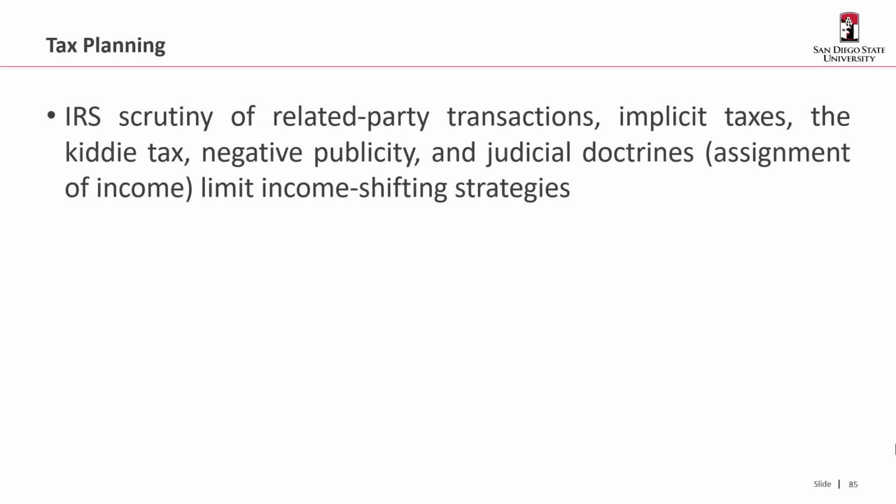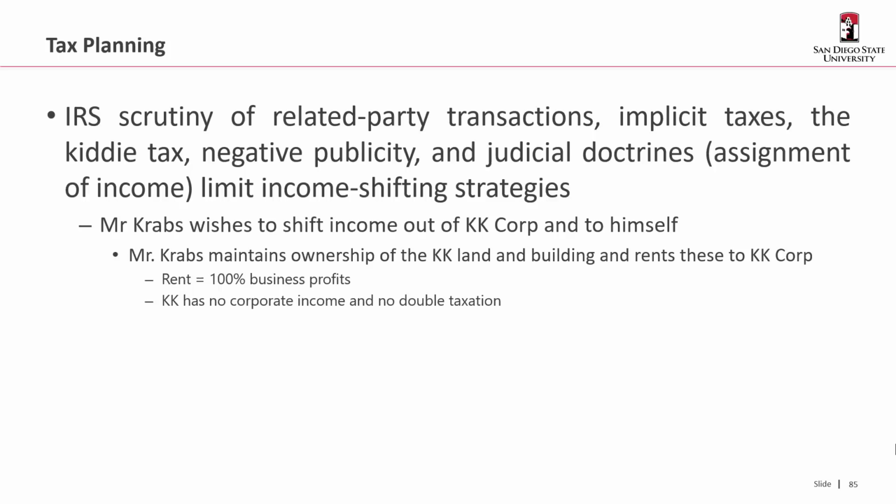So the IRS is super aware that taxpayers engage in this sort of behavior, and they tend to increase the level of scrutiny on related party transactions. There's something called an implicit tax that affects our ability to do income shifting. We certainly know now that the kiddie tax will. In fact, the shifting of unearned income over a certain dollar amount tends to work against most taxpayers. It can also create negative publicity. And there are some doctrines that are employed by the courts that aren't necessarily codified that limit our ability to shift income between taxpayers or between jurisdictions.